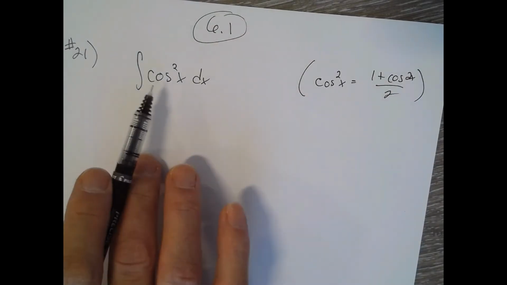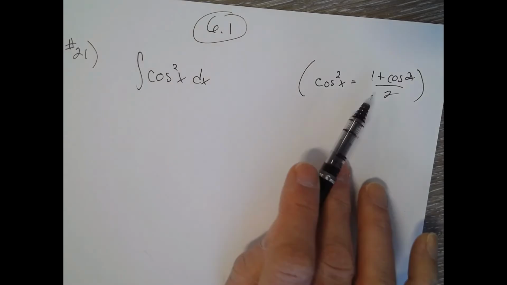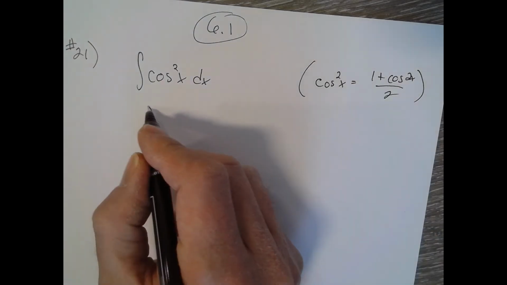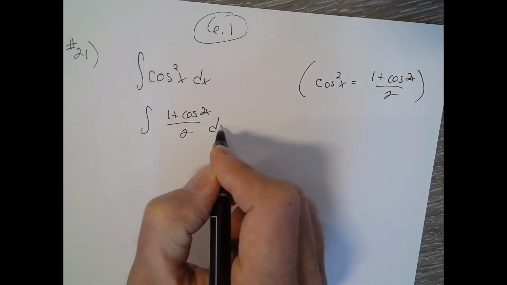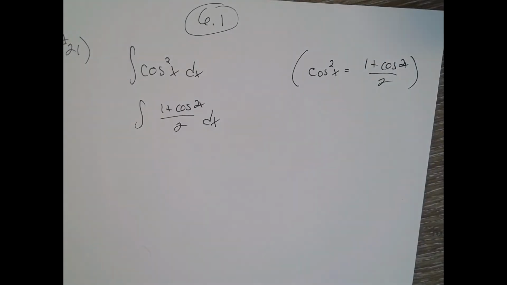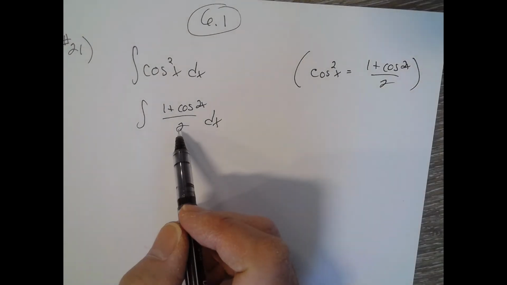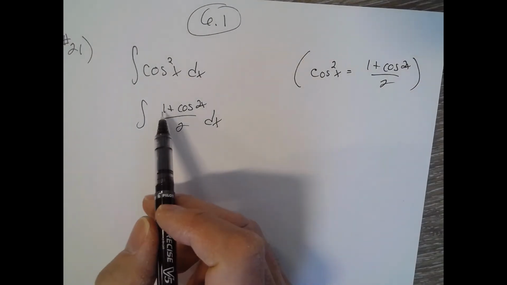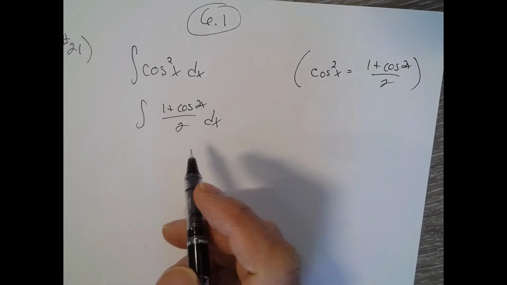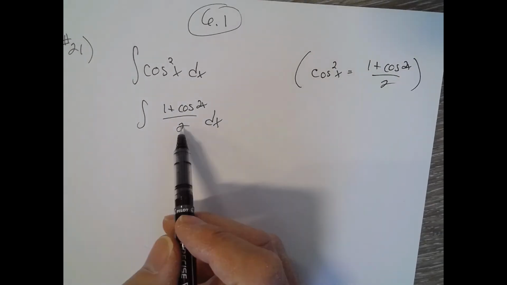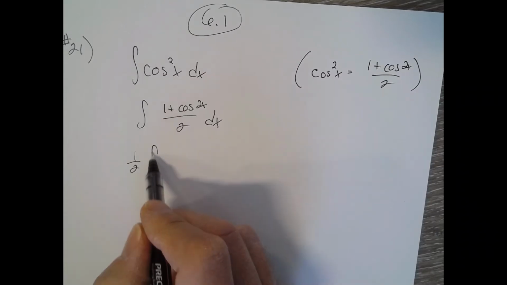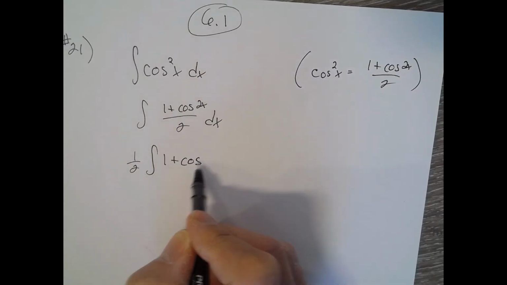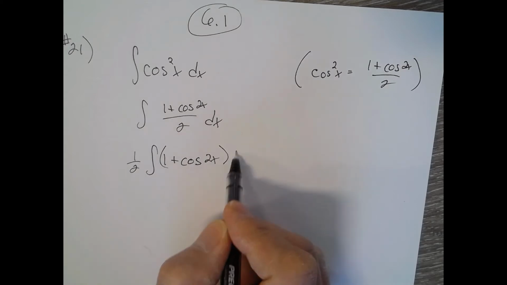But we have the integral of cosine squared. We can write it as 1 plus cosine of 2x over 2 dx. So that's just trig. We just rewrote cosine squared. And this 2 we can separate as 1/2 plus 1/2 of that. Or it might be better to just toss it out front and say it's 1/2 integral of 1 plus cosine of 2x dx. That's probably the easiest way.